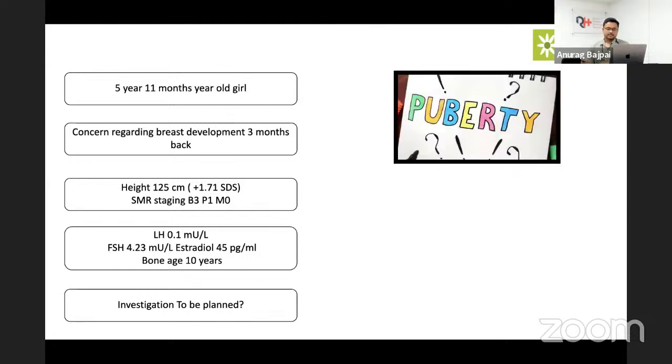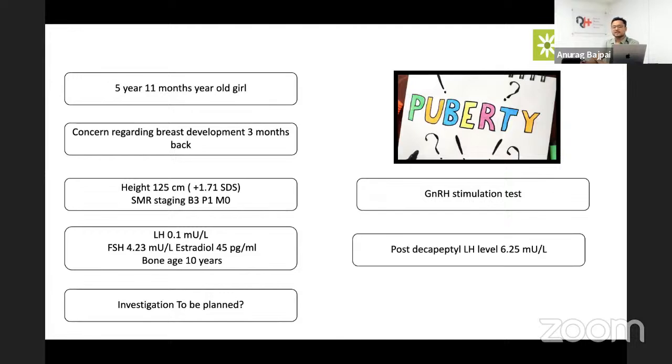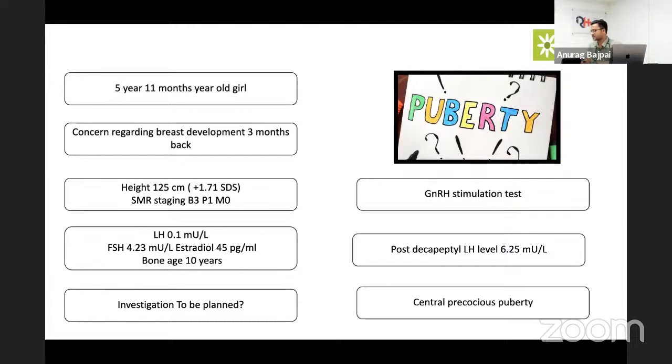So what did you suggest here? Sir, GnRH stimulation study. Yes, it could be done in this case, and the post-decapeptide level was around 6. That confirms this case is a central precocious puberty.